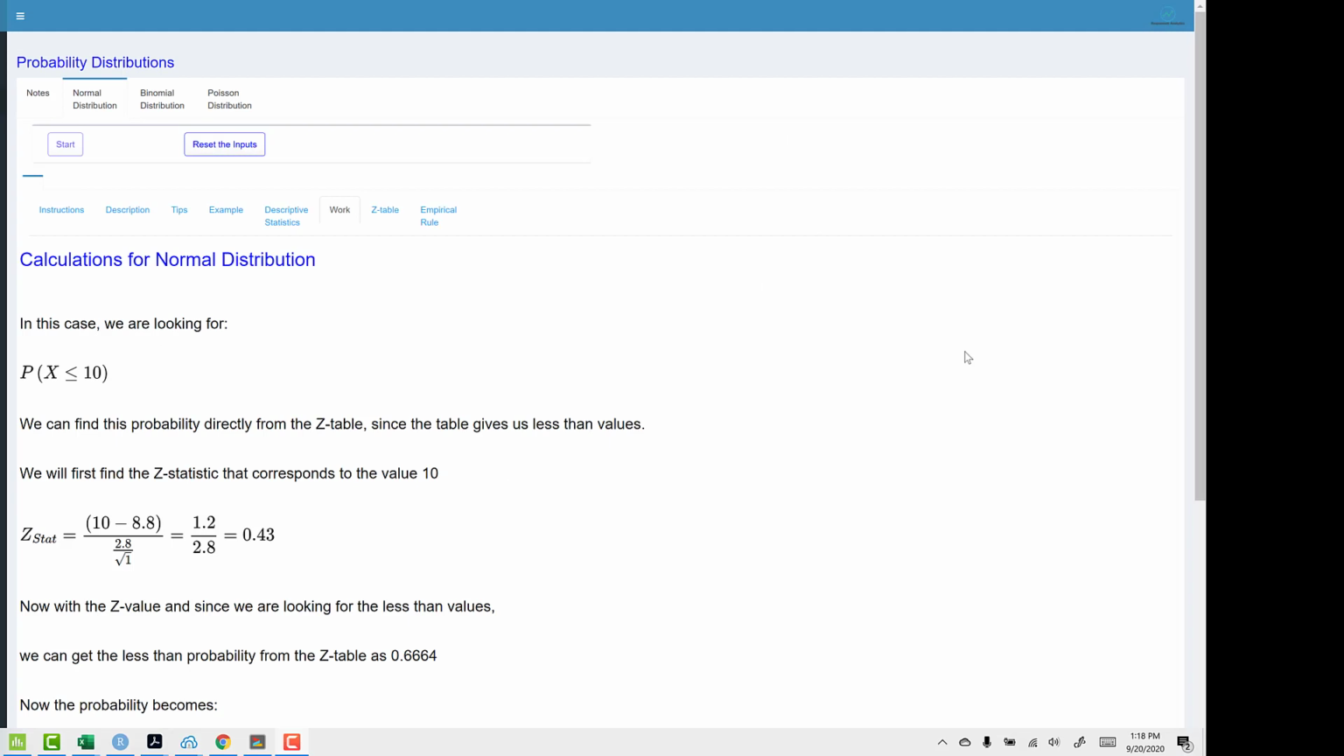Now, we're back in the StatHelper. Notice here, everything is the way we left it. Now, we're going to need to put different information in, so you're going to have to basically reset everything. In order to do that, we're going to click the Reset the Inputs button.